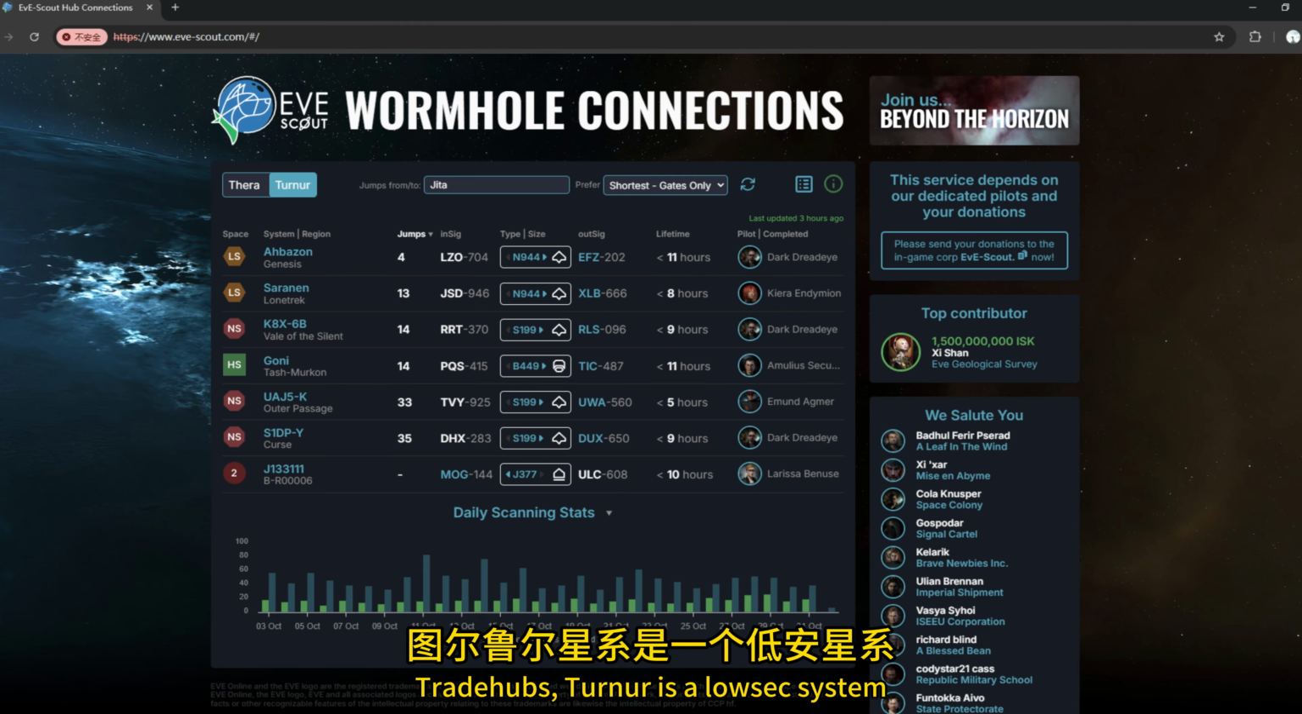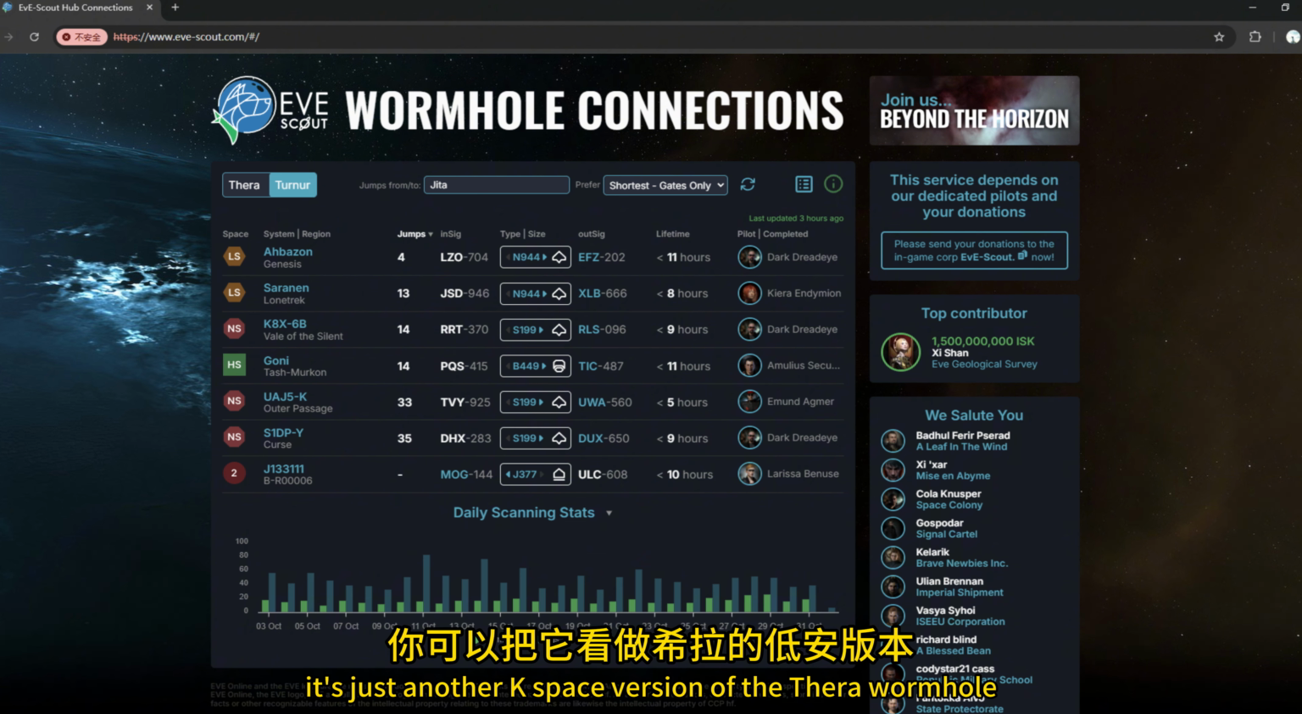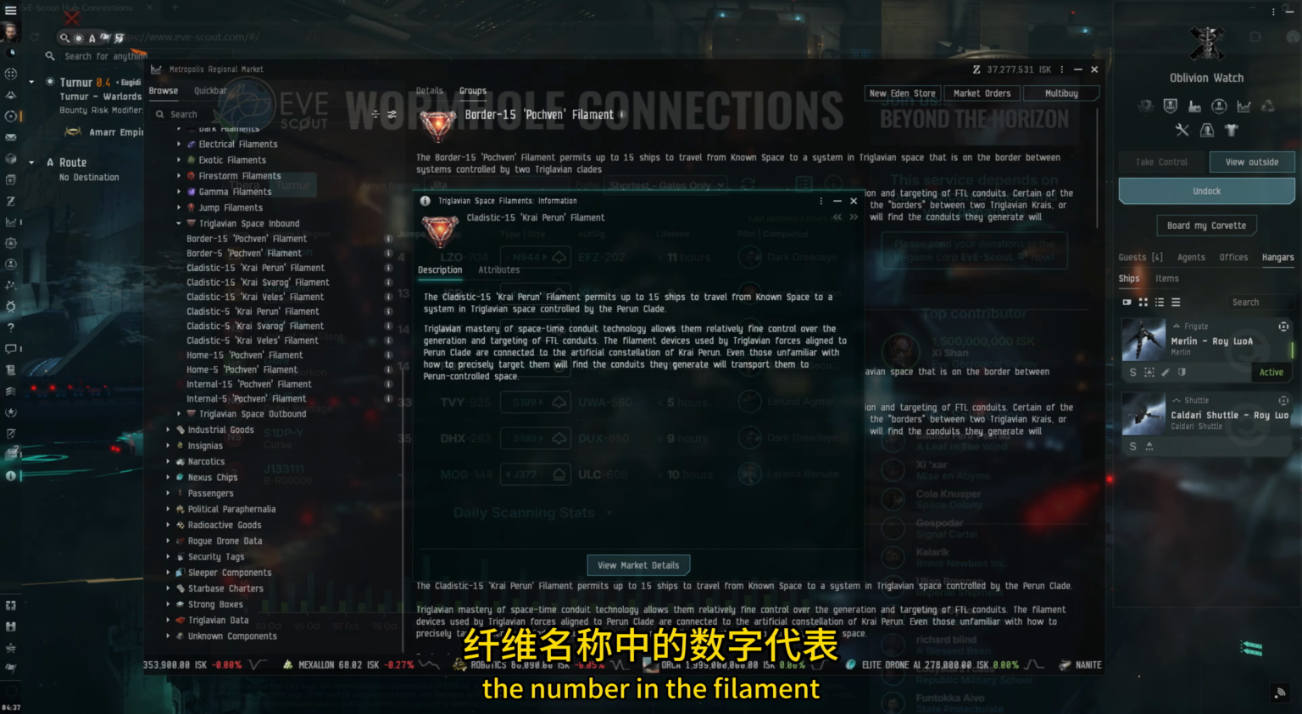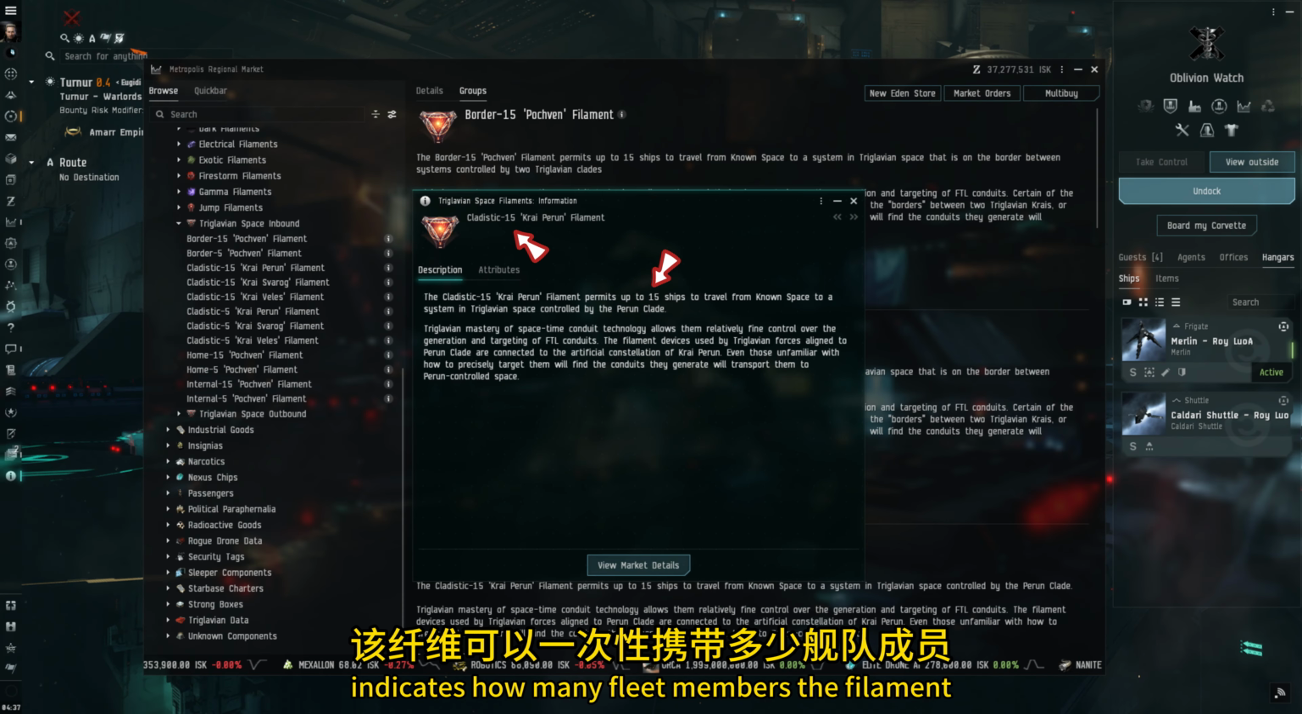Turnur is a logic system. It's just another K-space version of the Thera wormhole. Filaments can be used to travel between Pochven and K-space. The number in the filament indicates how many fleet members the filament can carry at a time.